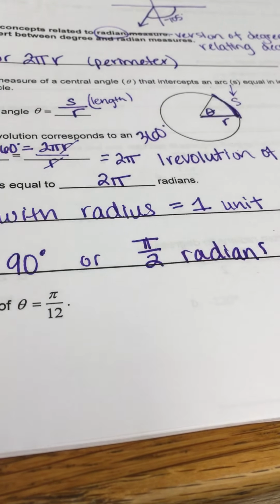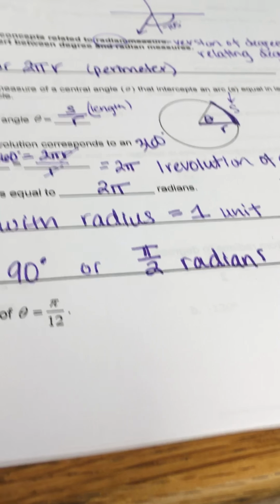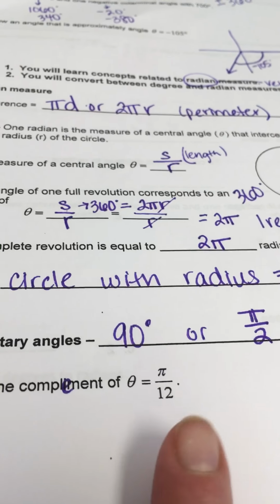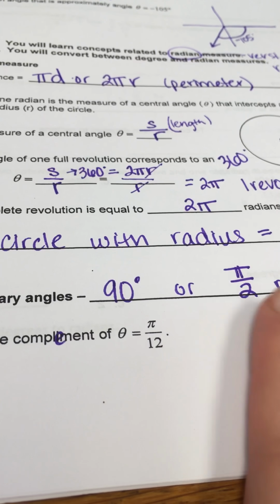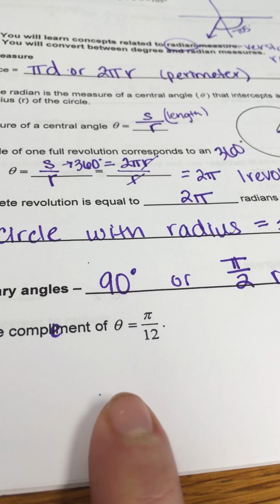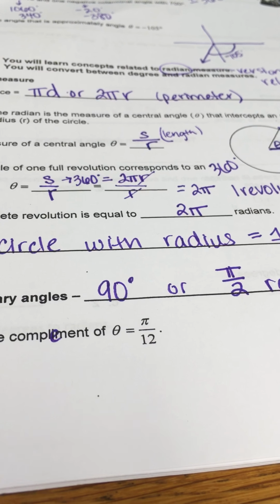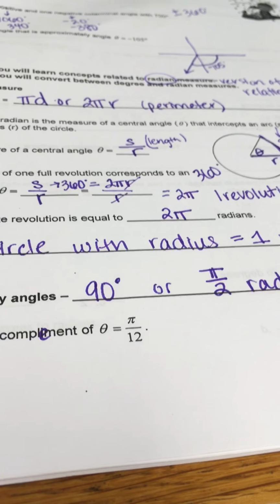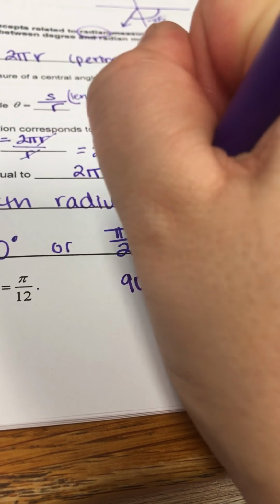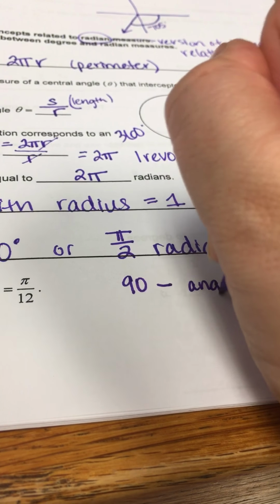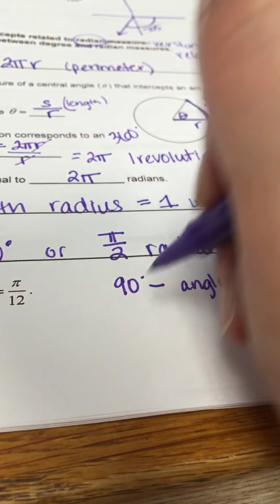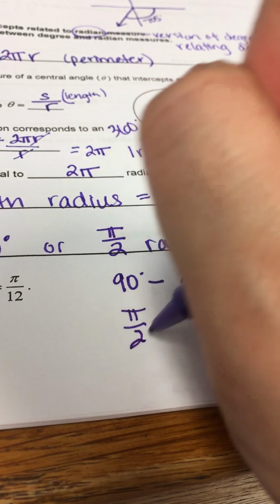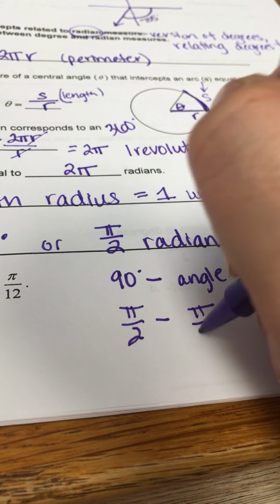Complement. Okay, so if the problem is given to you in degrees, use degrees, but if it's given to you in radians, we're going to use radians. So find the complement of angle pi over 12. So normally, in degrees, you've always done it in geometry, 90 minus your angle. So in terms of radians, instead of 90, we take pi over 2, and we subtract pi over 12.